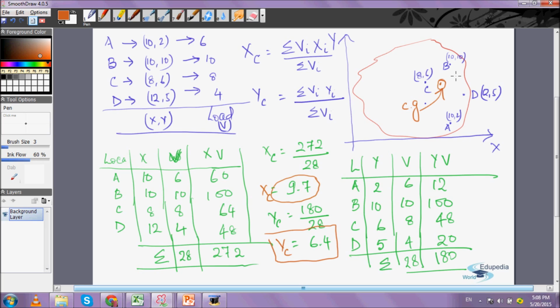Alright, hope you have understood this, and I'm sure this is as simple as the previous methods. And so now you can work out some problems yourself. Let me give you a few problems.